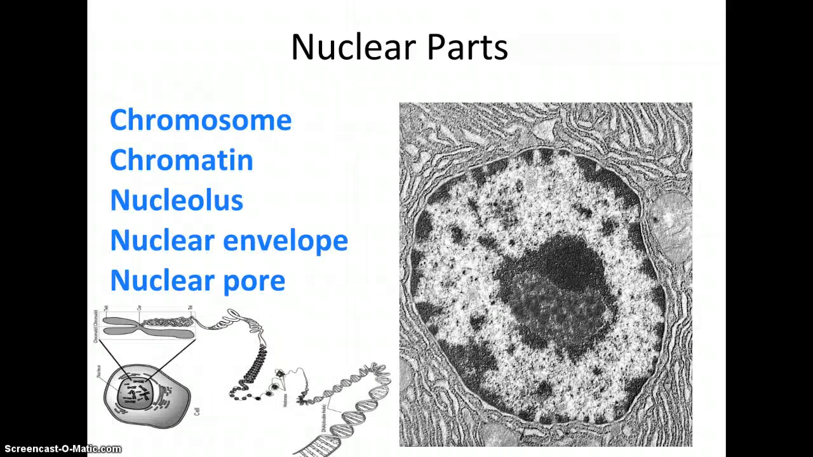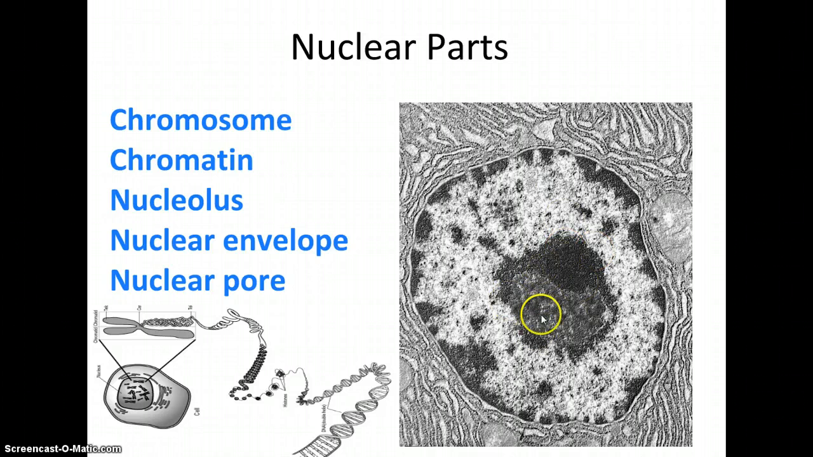Nuclear parts again, the chromosome, the chromatin, the nucleolus, the nuclear envelope, and the nuclear pore. So if right here I'm looking at a nucleus, this whole outside would be called the nuclear envelope. Anywhere where there's these little holes, those are the pores, the nuclear pores. That's where the RNA gets out. Remember, DNA is too large, it's not going to go out. All this fuzzy stuff is chromosome, and chromosome is just the tightened up version of chromatin.